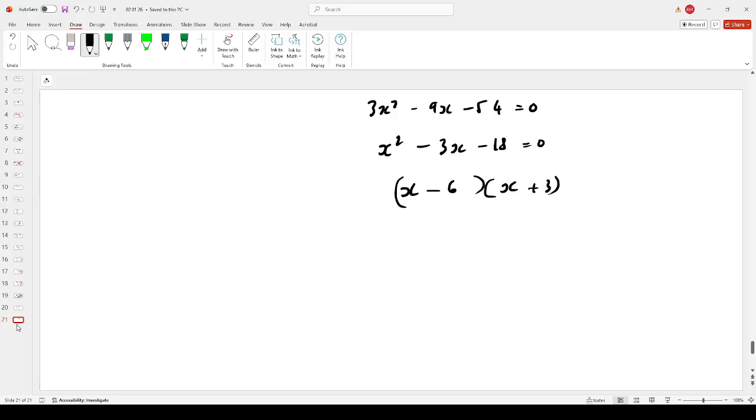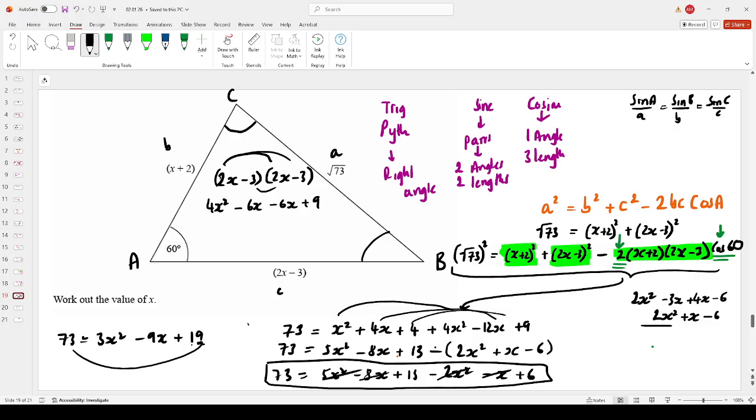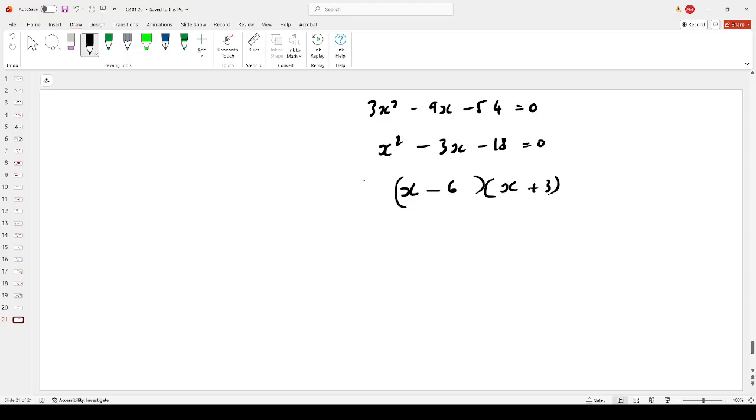Where did 54 come from? From here. So yeah, that's where it came from. And then, guys, who's happy with this factorizing? Does that work? Minus 9, minus 6 times 3 is minus 18. Minus 6x plus 3x is minus 3x.